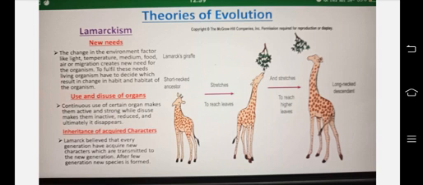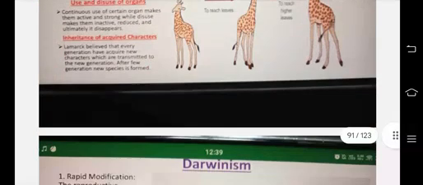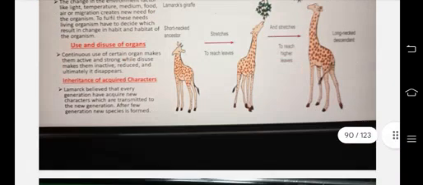Use and disuse of organs. Continuous use of certain organs makes them active and strong, while disuse makes them inactive, reduced, and ultimately they disappear. Inheritance of acquired characters. Lamarck believed that every generation acquires new characters which are transmitted to the next generation. After a few generations, a new species is formed. But this is of historical importance only.